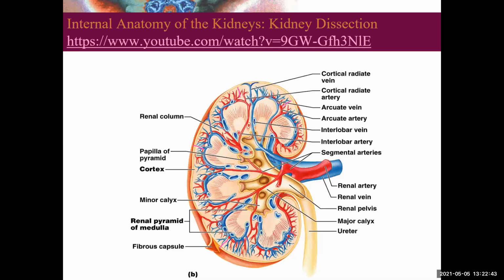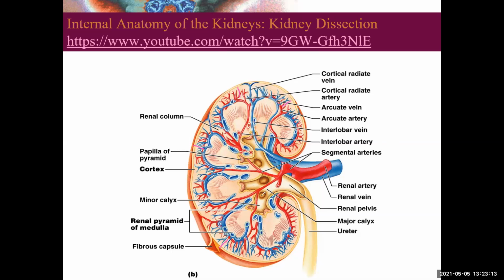Once it comes and enters the hilum, then it branches. Once it branches, the first branching is the segmental arteries. You see, it gets into different segments. It goes in between the, it passes through the columns.